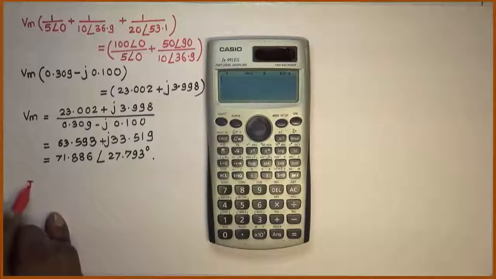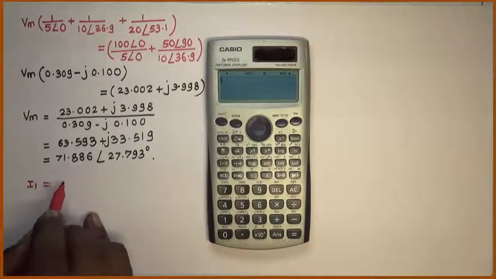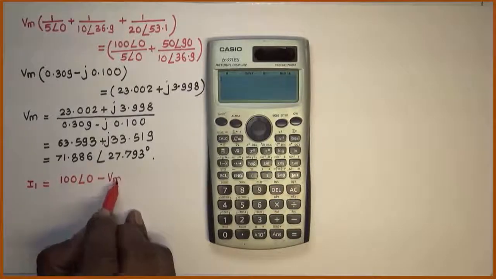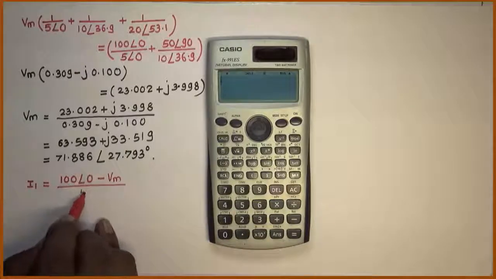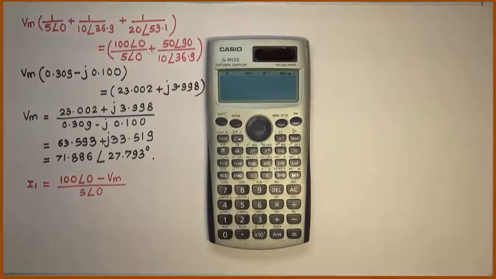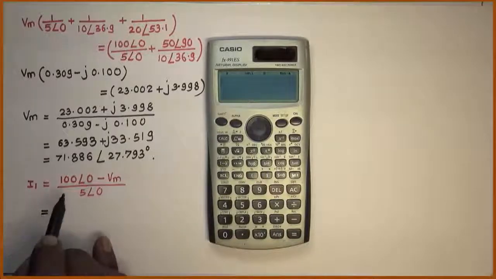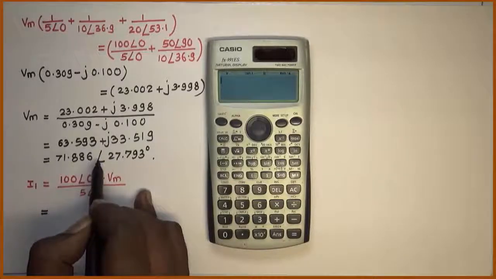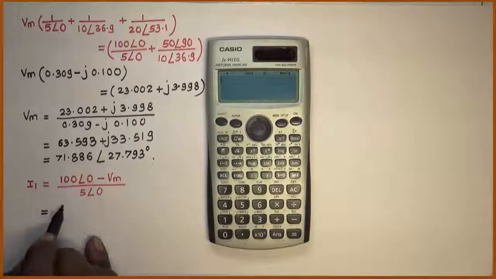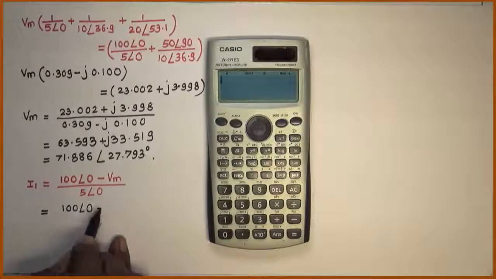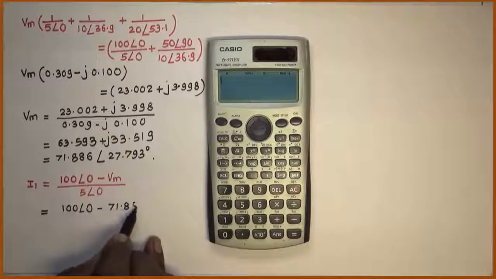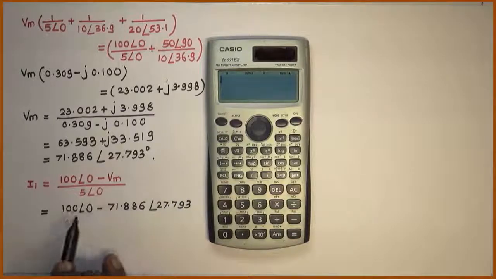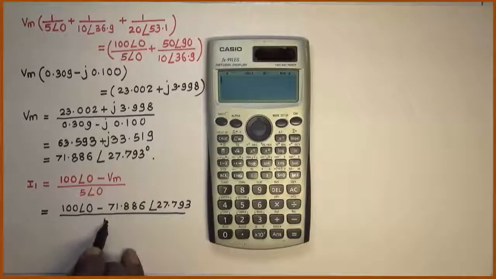One more calculation involved in the previous part of the video was I1 is equal to 100 angle 0 minus Vm divided by 5 angle 0. It is done like this, equal to 100 angle 0 minus Vm. Vm is nothing but either this value or this value. If I use this value here, then it is 100 angle 0 minus 71.886 angle 27.793 degrees divided by 5 angle 0.